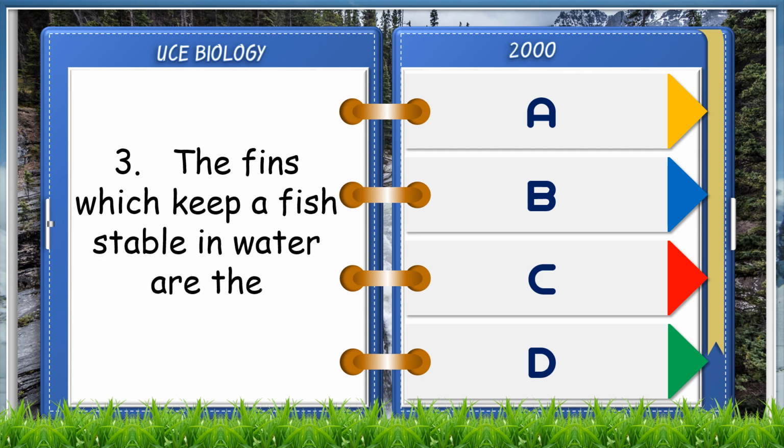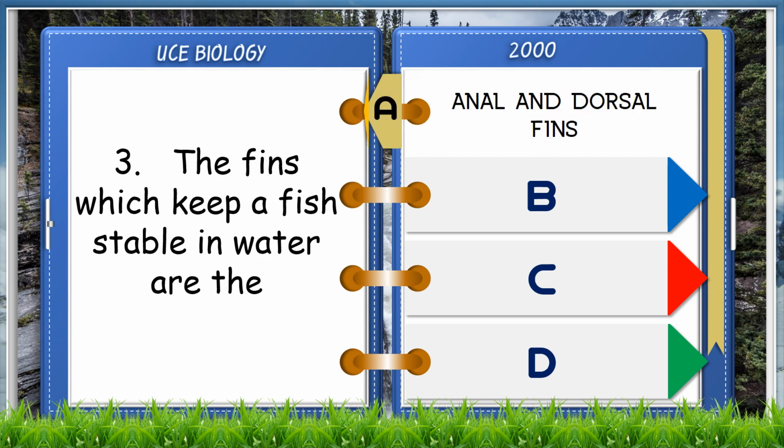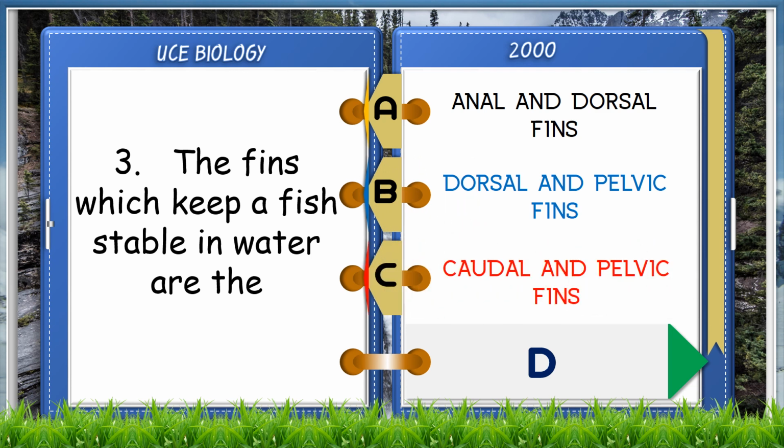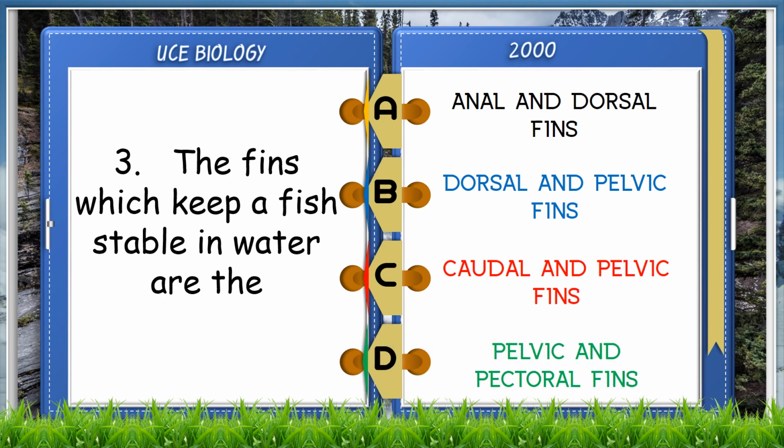The fins which keep a fish stable in water are the A. Anal and dorsal fins. B. Dorsal and pelvic fins. C. Caudal and pelvic fins. D. Pelvic and pectoral fins. The answer is D. Pelvic and pectoral fins.